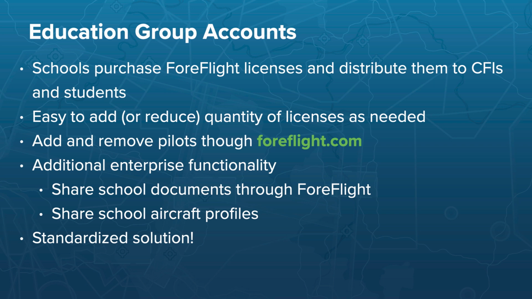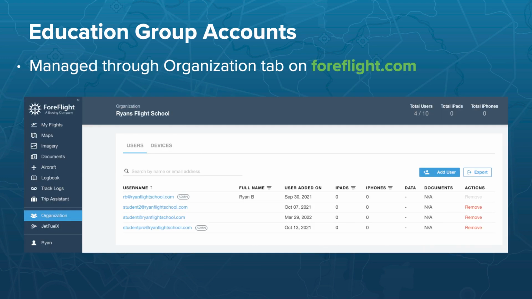You can assign them to students, and it just ensures that everybody is using the same EFB and the same flight planning software. This is all managed through foreflight.com. So you as a flight school administrator would log into the web. There's an organization tab. You can add pilots. You can remove pilots. You can add licenses as you go. And it's a really great way to ensure that all of your students are using ForeFlight.